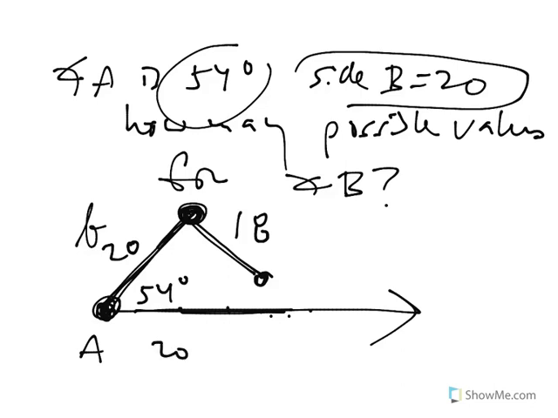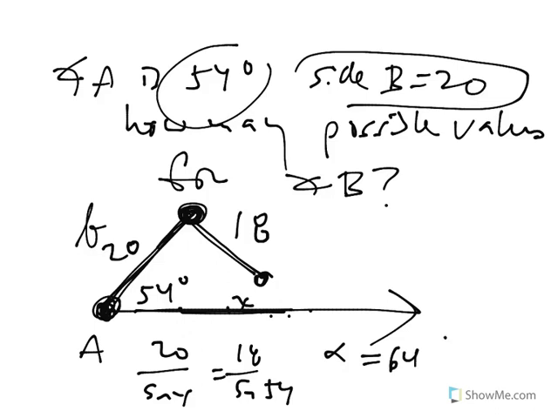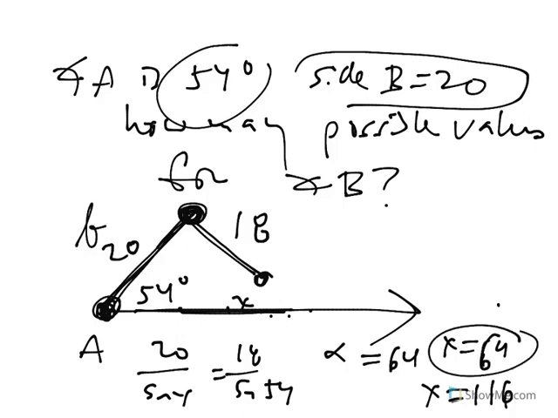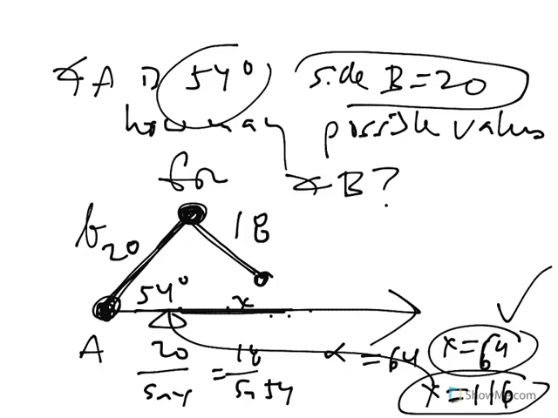Then I do the law of sines, and somewhere over here is where the angle is going to end up. 20 over sine x equals 18 over sine 54. Reference angle ends up being 64 degrees, so I get two answers, 64 and 116. Now the 64 is always going to be one of the answers, but for the 116 you have to check, does it add up to less than 180? Yes, it adds up to 170 with 54, so there's actually two possible answers.